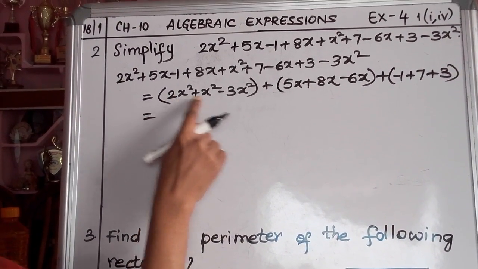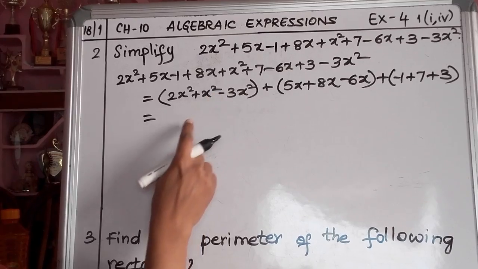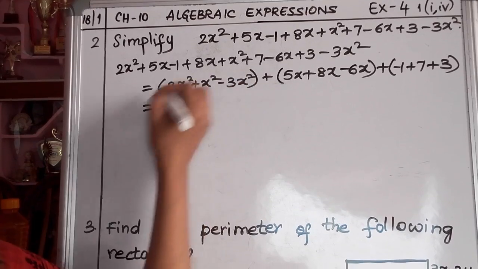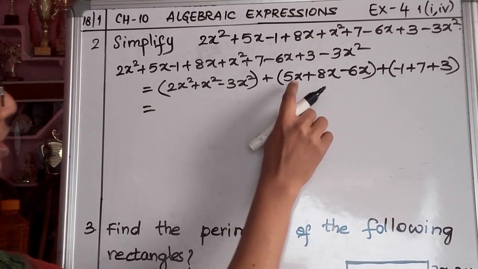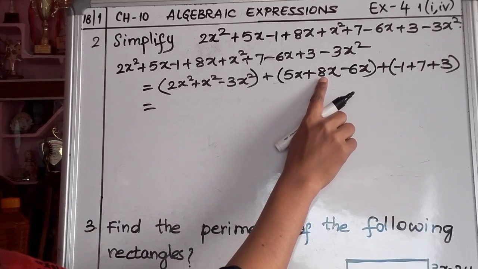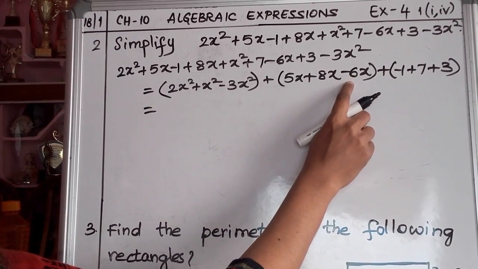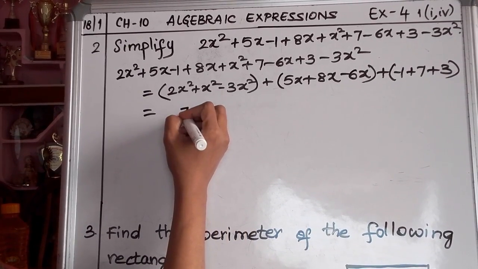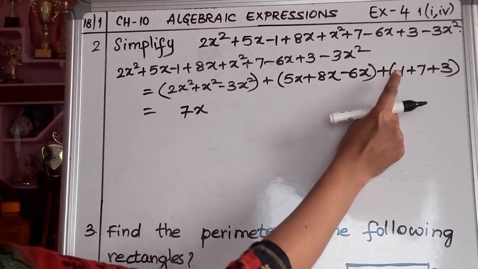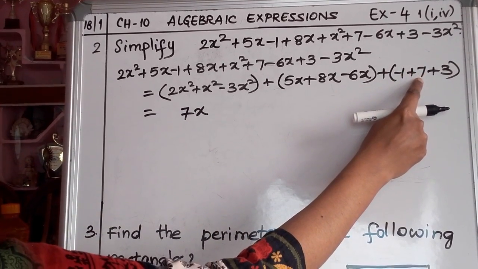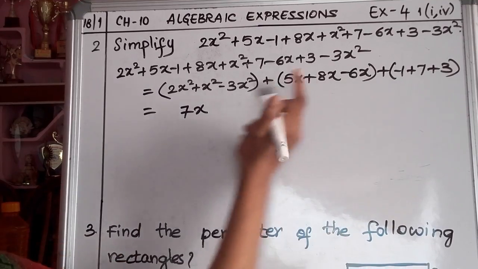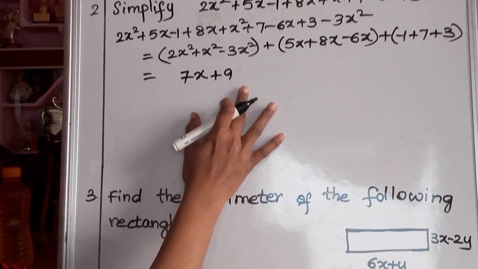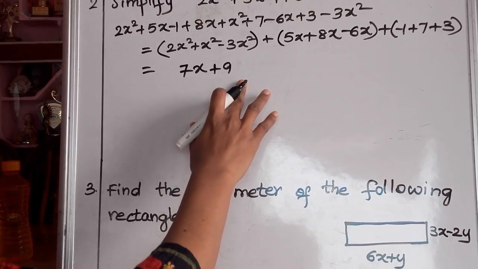Okay. So now 2x square plus x square is 3x square, 3 minus 3 is 0. So this x square term is 0. This is not there. Remove. Now 5 plus 8 is 13, 13 minus 6 is how much? 7x. Now minus 1 plus 7 is 6, 6 plus 3 is 9. So the answer you got is 7x plus 9. Understood this? Yes or no?